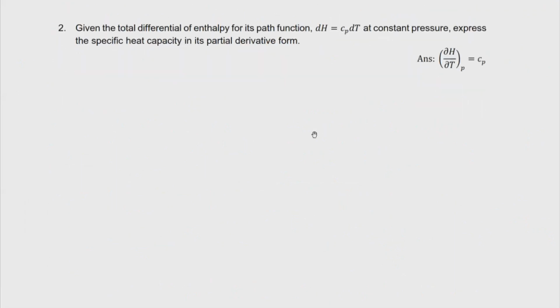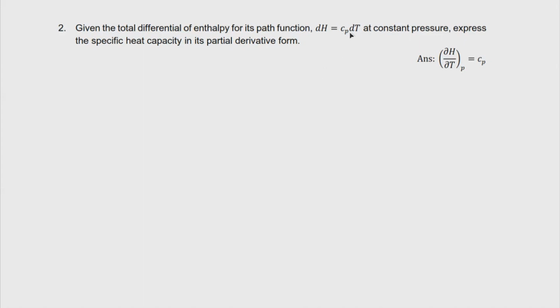Now this one is where our chemical engineering starts. Okay, so this is a part of the physical chemistry subject and thermodynamics concept. So we have the total differential of enthalpy for its path function, that is dH is equal to Cp dT. Now, just to give you an idea of what this means, dH is the change in enthalpy, and we know that enthalpy is the sum of the internal energy and the pressure-volume work.